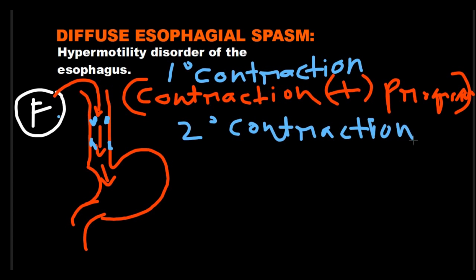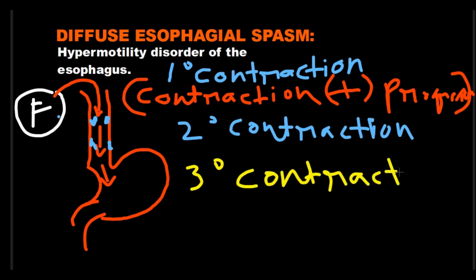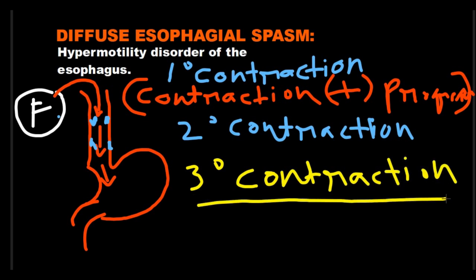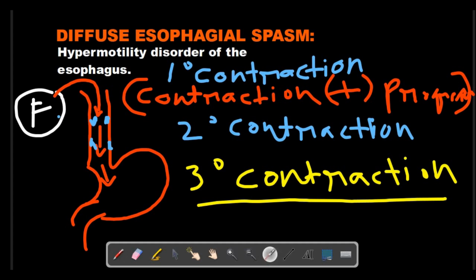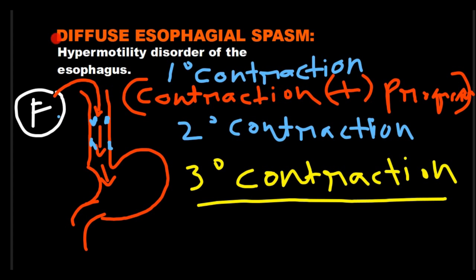But sometimes what happens is there is development of contractions which does not have progression. So such a contraction, we call it as tertiary contraction. And these usually result in spasms. So based on this concept, a diffuse esophageal spasm is defined as a hypermotility disorder of the esophagus where the hypermotility is due to a tertiary contraction.